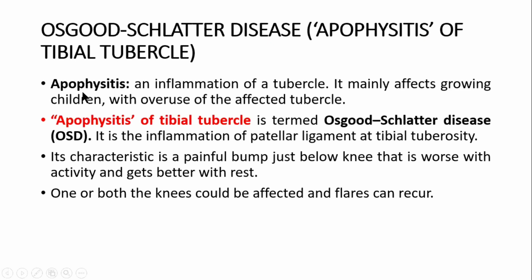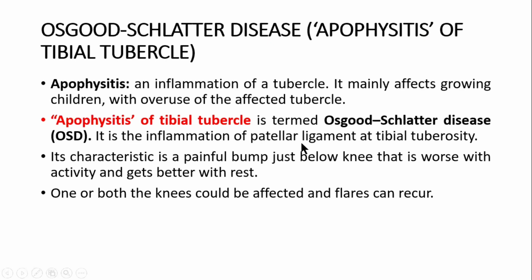And what is apophysitis? An inflammation of a tubercle. It mainly affects growing children with overuse of the affected tubercle. So, what is apophysitis of the tibial tubercle? It is also called, as I told you, Osgood-Schlatter disease.